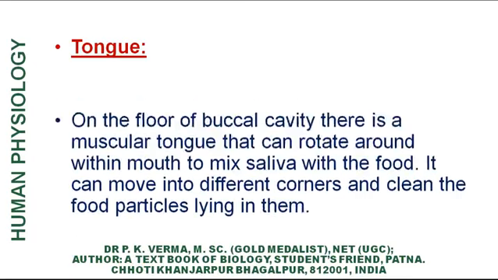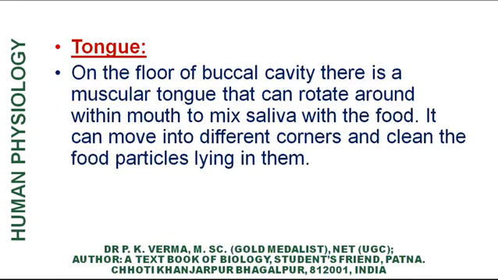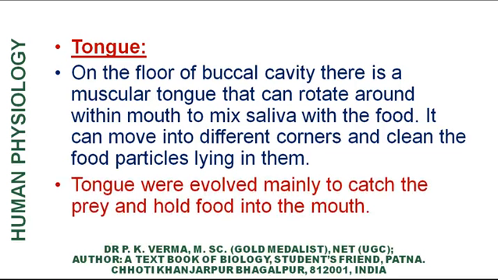Now, let us discuss the structure of the tongue. On the floor of the buccal cavity, there is a muscular tongue that can rotate around within the mouth to mix saliva with the food. It can move into different corners and clean the food particles lying in them. The tongue evolved mainly to catch the prey and hold food in the mouth. You can see them catching the prey in amphibians as well as reptiles like the lizards.